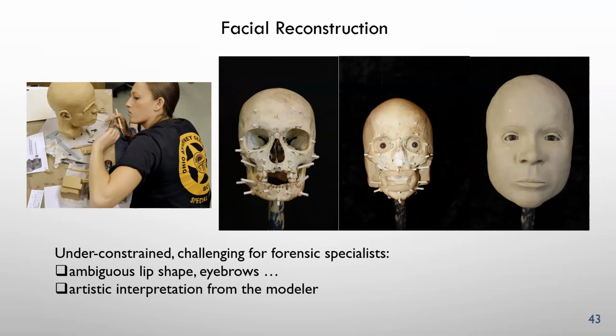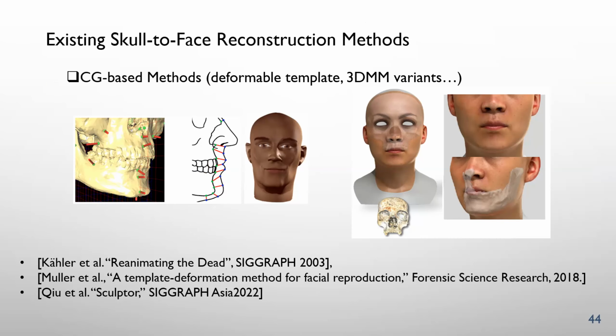Although the general geometry of the face can be mostly determined by the skull and the tissue depth, certain features such as lip shapes, eyebrows, etc., cannot be inferred directly from the skull. And therefore, a realistic facial reconstruction often needs to rely on certain artistic interpretation from the modelers. So this is how they do it manually. Using computers, we tackle this as an under-constrained synthesis problem, meaning that given the skull and some tissue depth information, there could be more than one possible face.